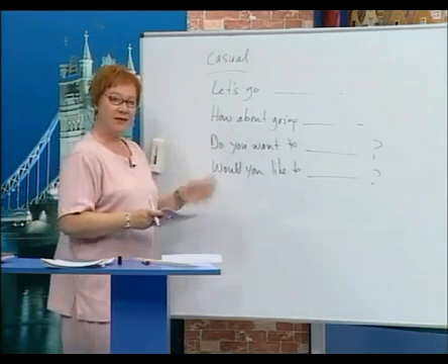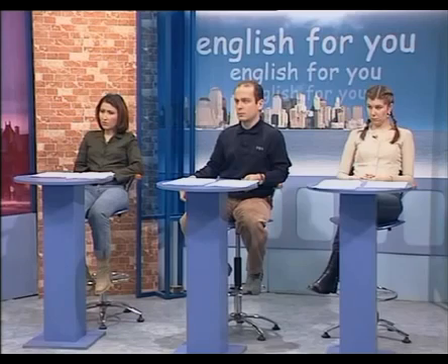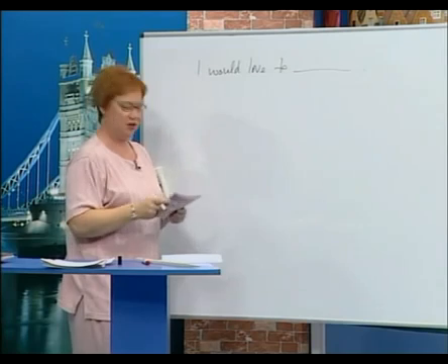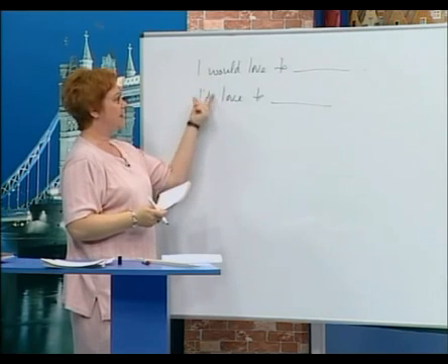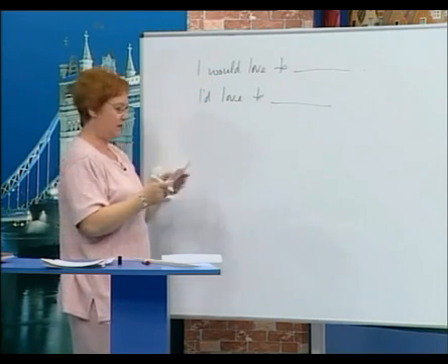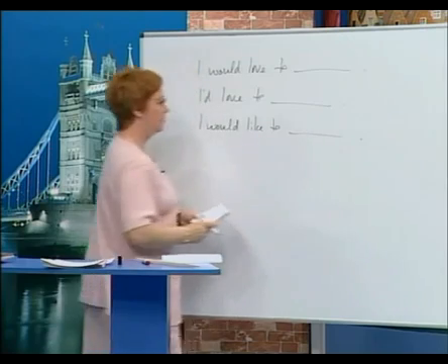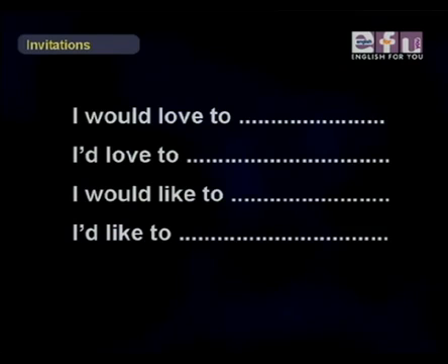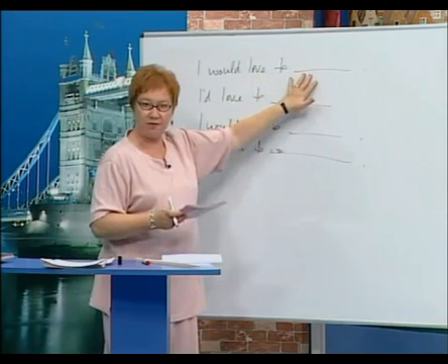Now, these were the invitations. Let's look at how to say yes, politely. I would love to have dinner with you. Or I'd love to. These are the same, but this one is shorter. I would like to have dinner with you. And again, we make it shorter. I'd like to. Now, then we say what we're going to do, okay?